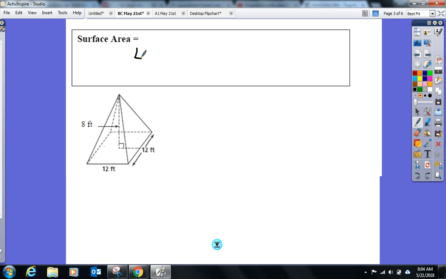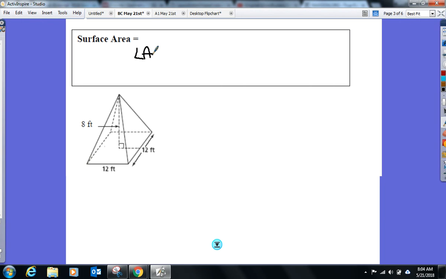We're going to take the lateral area and add in what now for surface area? Base. Not plural on this one, right? Lateral area plus area of the base. It's not always going to be a square, by the way. You'll see that in a second.